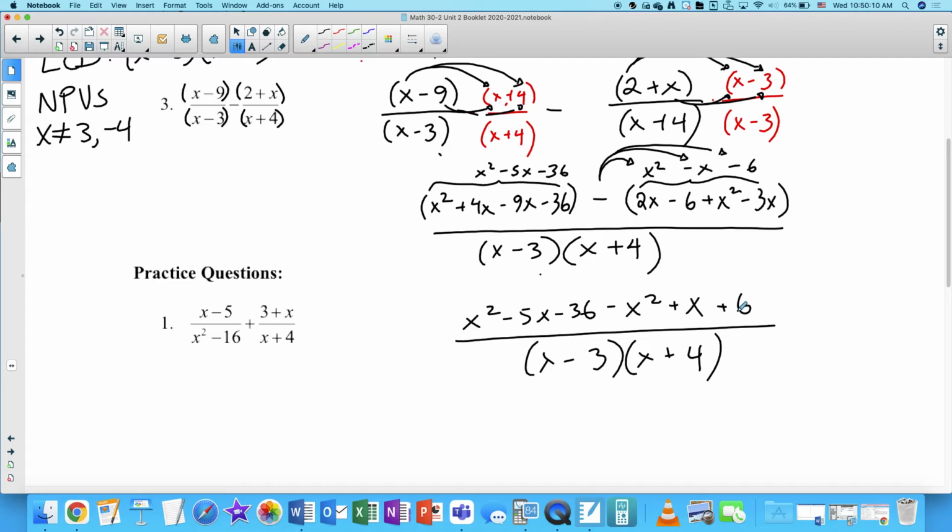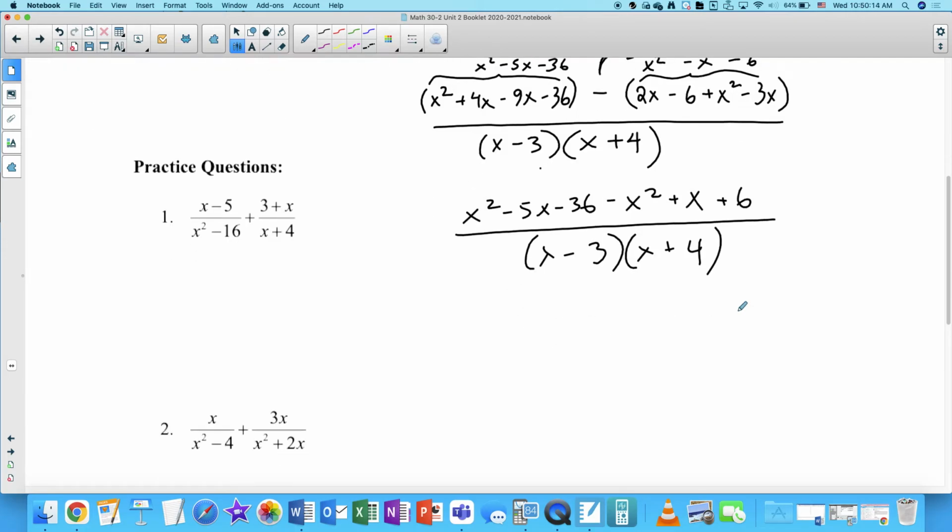Okay, and now we can completely simplify this. So the x squareds make 0. X squared minus x squared is 0. We have negative 5x plus x is, no, negative 4x. And then negative 36 plus 6 is plus 30 over x minus 3 times x plus 4. Okay, yes?